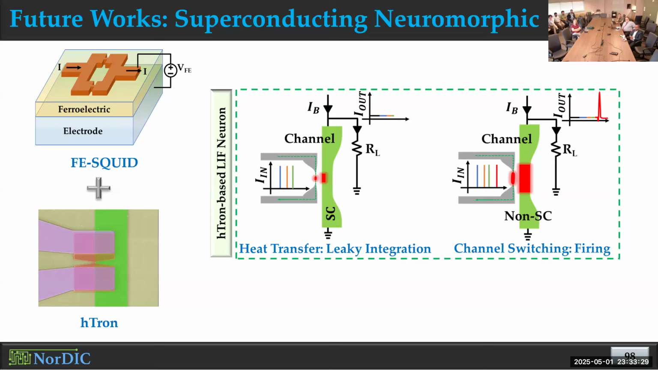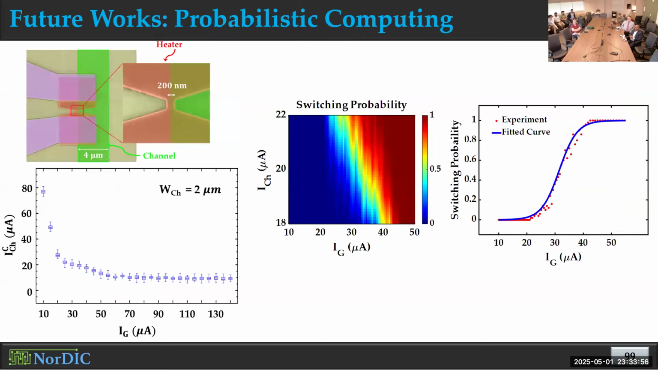So we have this inherent integration and firing capability inside this heater fraction device. And also, as you know, the heat transport is always a leaky mechanism. So we have this inherent leaky integration firing capability in this device. So we can use this device to design a leaky integrate and fire neuron, and also ferroelectric SQUID can be used to design synapses, because in ferroelectric material we have this multi-domain behavior, which is used in room temperature to design analog type synapses, which can also be used in cryogenic environment with this ferroelectric SQUID. And together we will be able to develop a superconducting neuromorphic system.